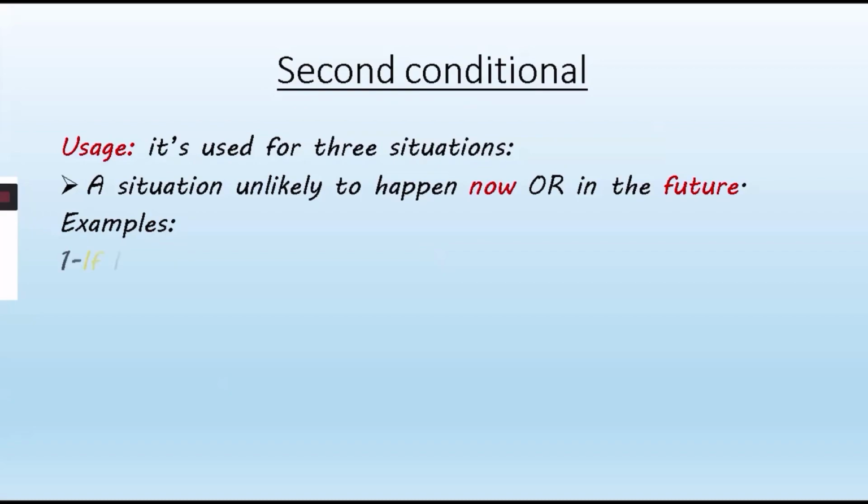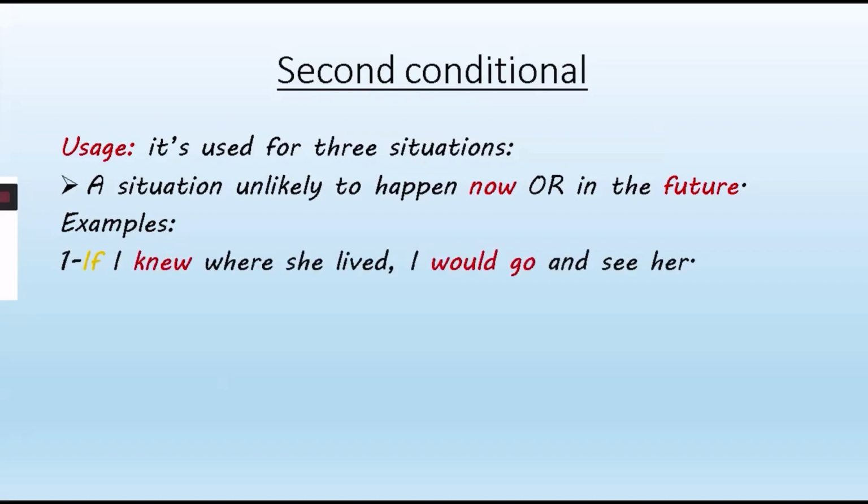Let's have an example. Example number 1. If I knew where she lived, I would go and see her. That means I don't know where she lives. I have no idea where she lives. So if I knew, I would go. This thing won't happen now because I don't know.